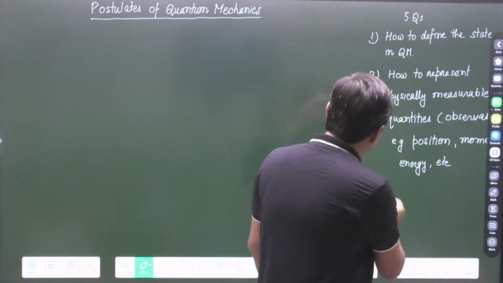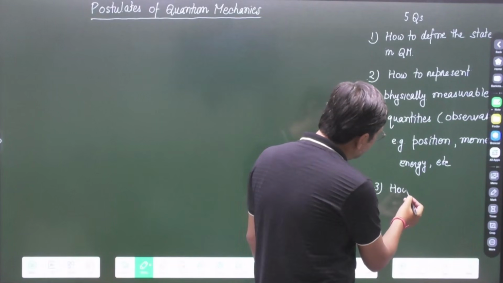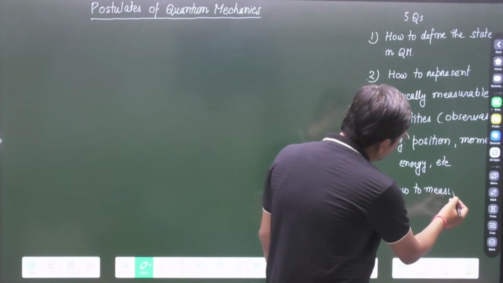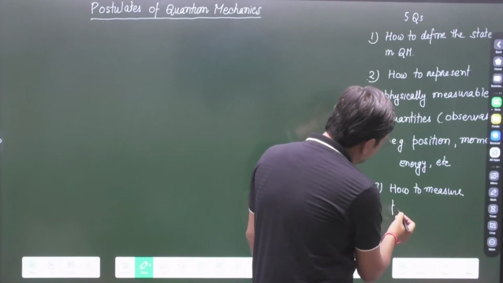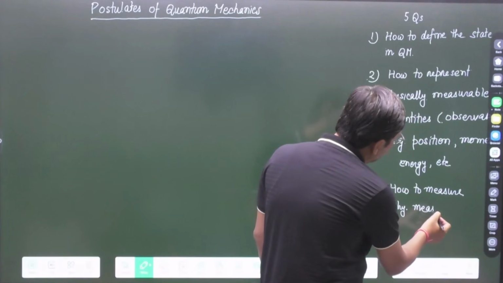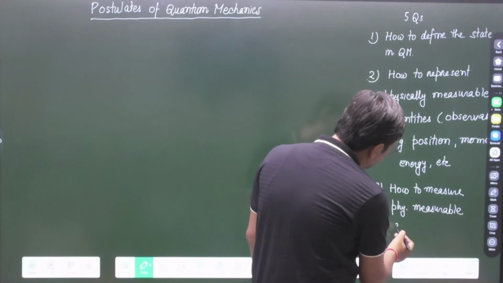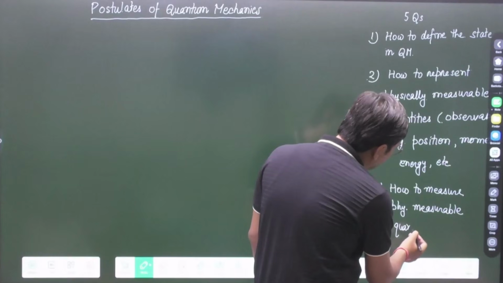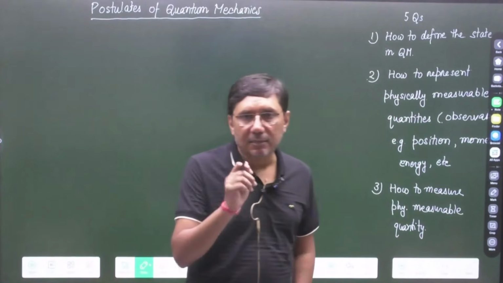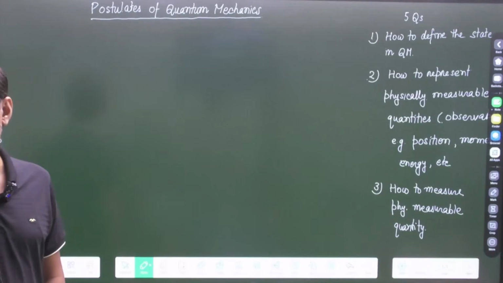So next will be, how to measure observables, how to measure physically measurable quantities. This is the third question that you have to answer. In quantum mechanics, you are going to search these answers. These are the questions you have to find the answers to in quantum mechanics.